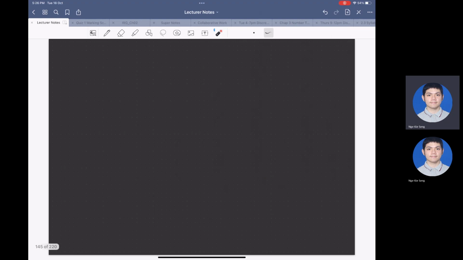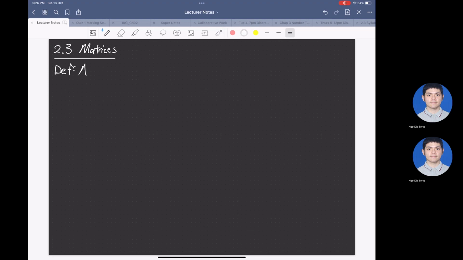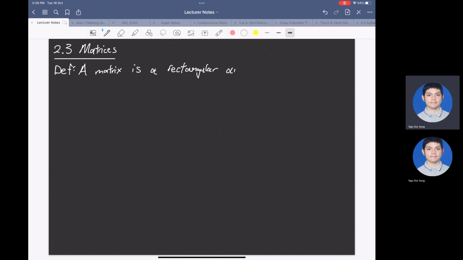Okay, next, we will end this topic with the matrix. The matrix we learn here is quite elementary. In this course, a lot of this material just studies the structure, but does not go deeply into the subject. Okay. So what is a matrix? A matrix is a rectangular array of numbers.